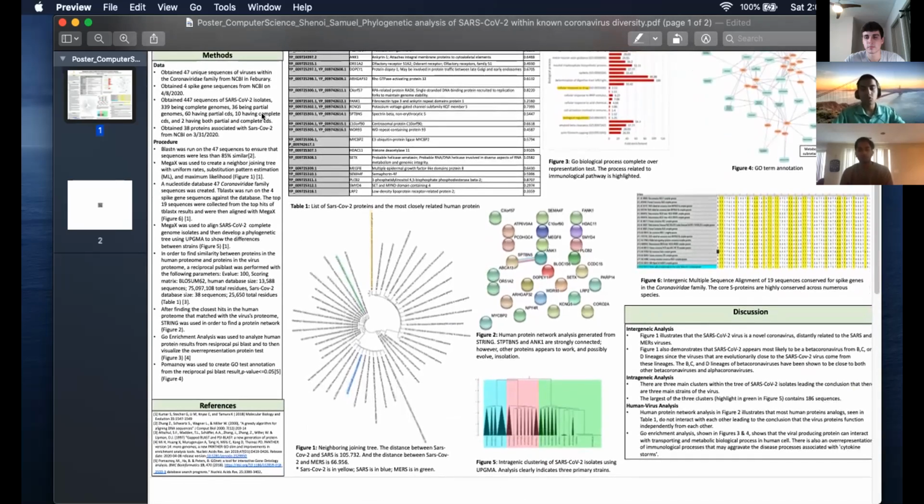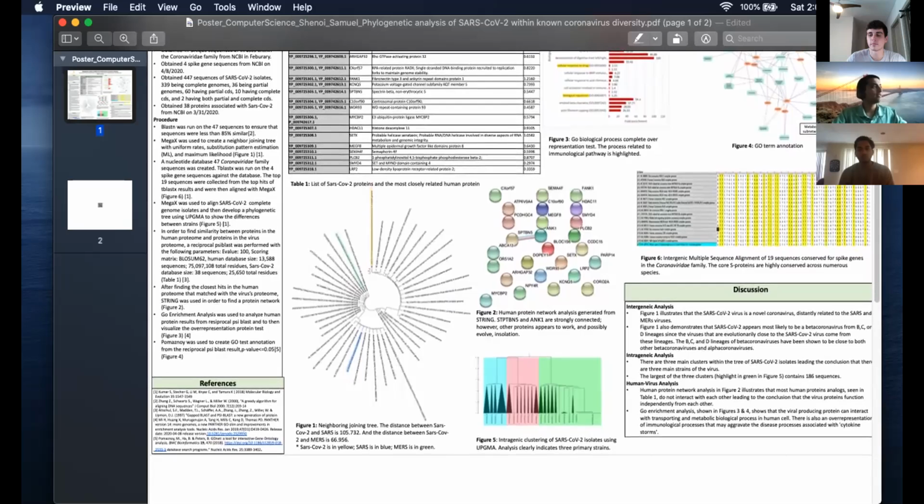In order to conduct this research, we obtained a bunch of sequences from NCBI. We obtained 47 sequences of the Coronaviridae family for our intergenetic approach. We also obtained 4 spike protein gene sequences from NCBI. The spike protein is basically what's causing the infection, so we're trying to see how that works across the different coronavirus species.